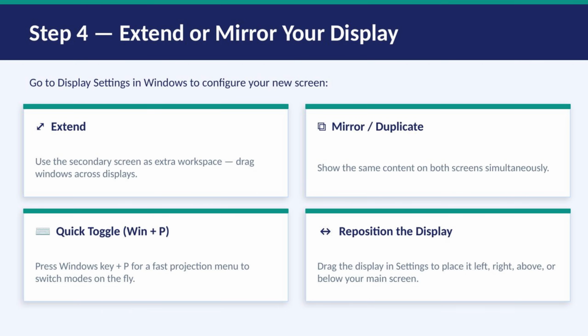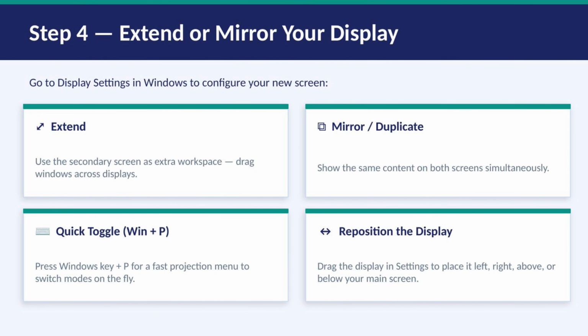Step 4. Configure your display settings. Once connected, your secondary device will display your Windows screen. By default, it may be set to mirror your main display. To change this, quick method: press Windows key plus P on your keyboard. This opens the projection menu where you can quickly choose between PC screen only, duplicate mirror, extend, second screen only.